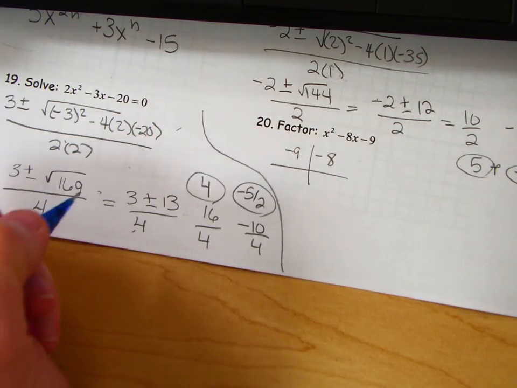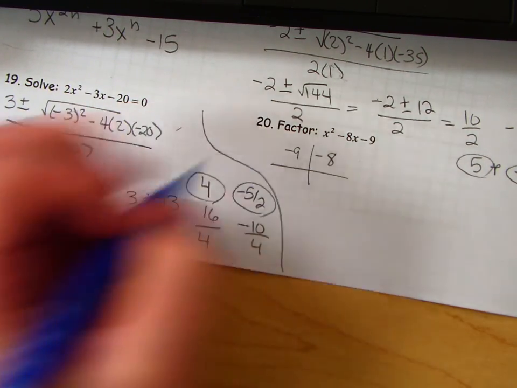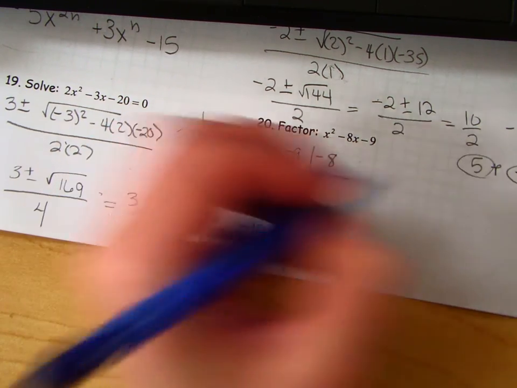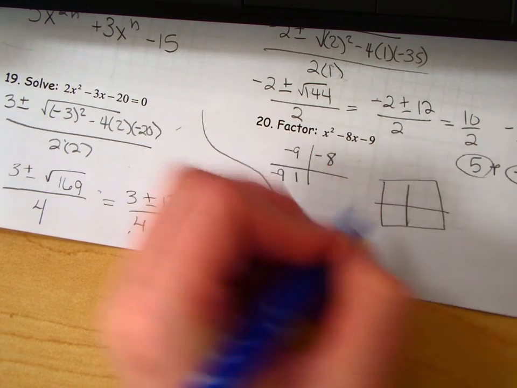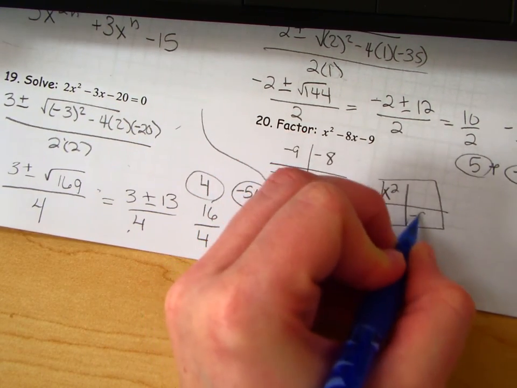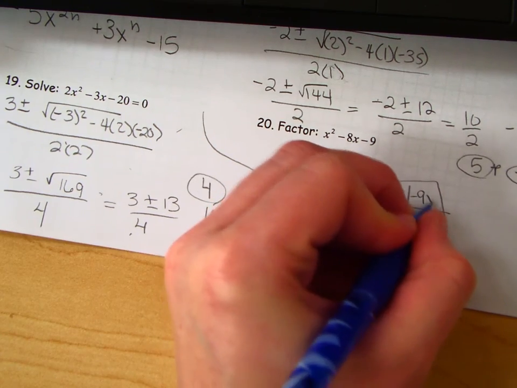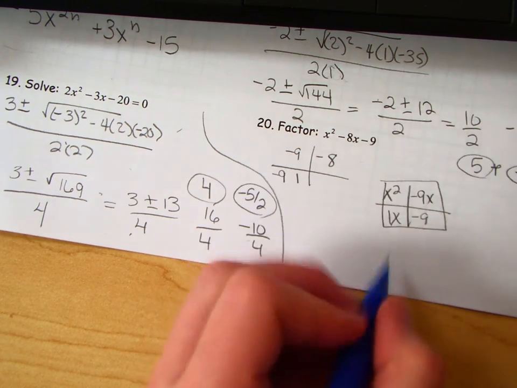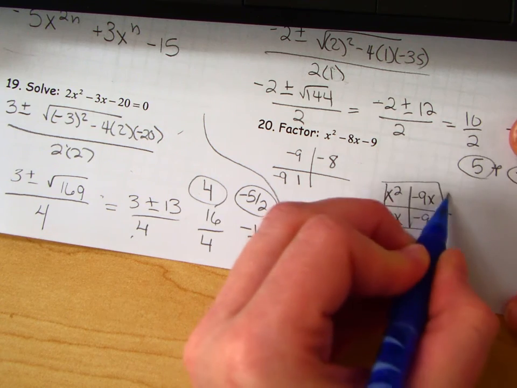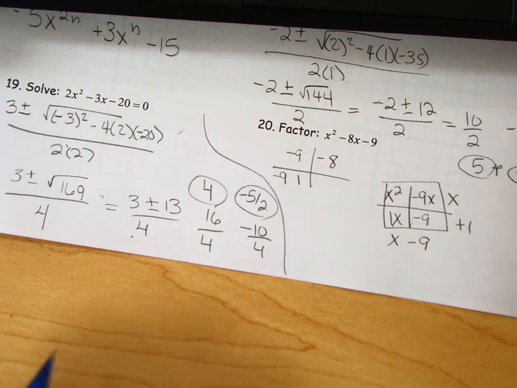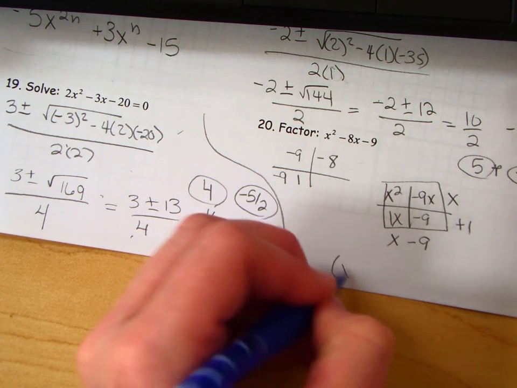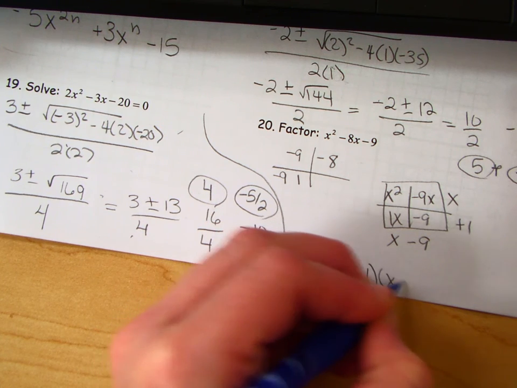Okay, the next one is factoring. You need them to multiply to negative 9 because that was a times c, and add to negative 8. Magic numbers are negative 9 and 1. Set up your box, put your magic numbers in there. GCF, GCF. Set them up as a pair of parentheses. And I know I make mention on this problem.